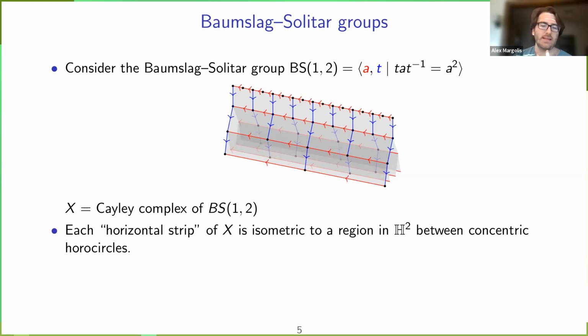And we want to give this a metric in the following way. For every horizontal strip between two of these lines with red arrows on them, we want to give it a strip so that it's isometric to a region in the hyperbolic plane between two concentric horocircles. And we can do this in a way so that every edge labeled by a red arrow has the same length. And if we do it in this way, then the group will act isometrically on this space.